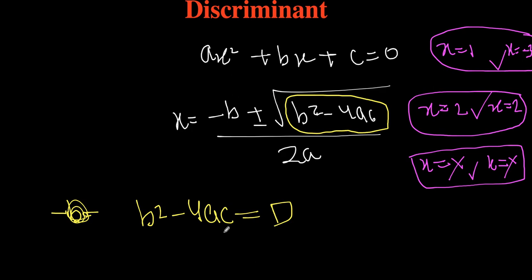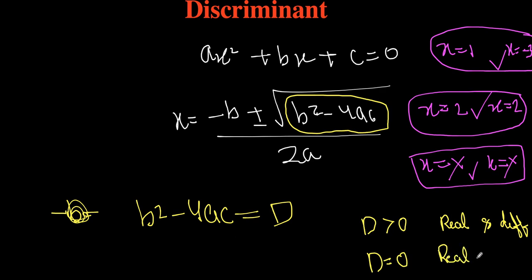If your D is greater than 0, then you will get real and different roots. Now if your D is equal to 0, then you will get real roots and they will be equal. If your D is less than 0, then in that case you will get imaginary roots.